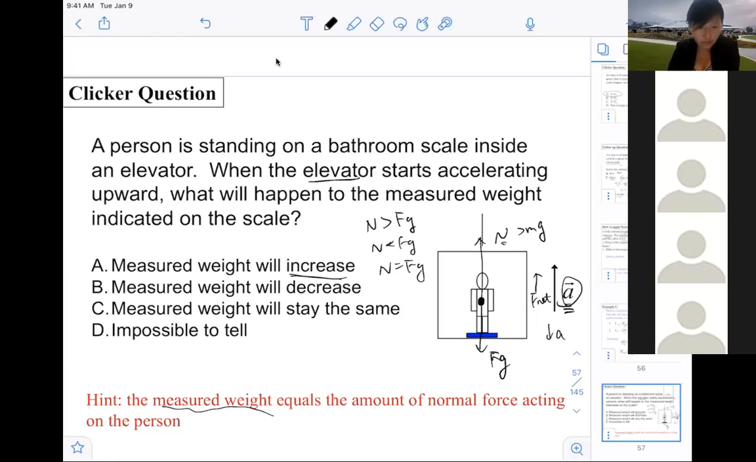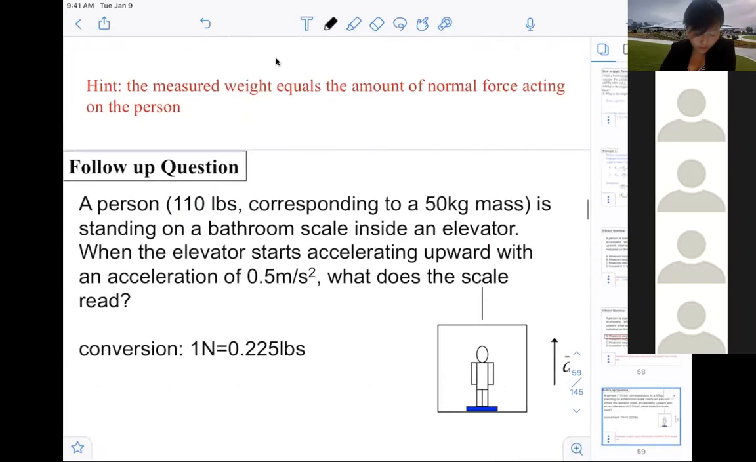Now, why the measured weight equals the normal force is an application of Newton's third law. We will talk more about that when we get to Newton's third law, but right now we're just going to borrow that piece of information. So A is the correct answer.